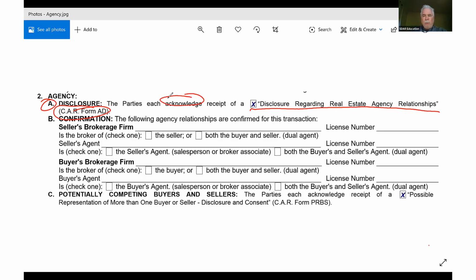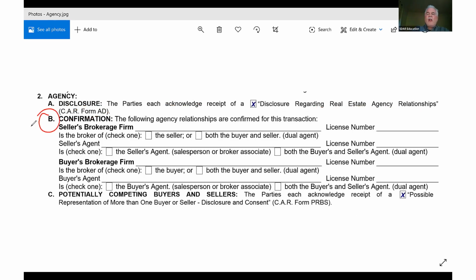Please don't get to this point unless you have done that, because you are very clearly conducting actions that require the disclosure of agency, okay? And so when I say you lose your license for this, it's a big deal. All right, so let's please make sure we do that.